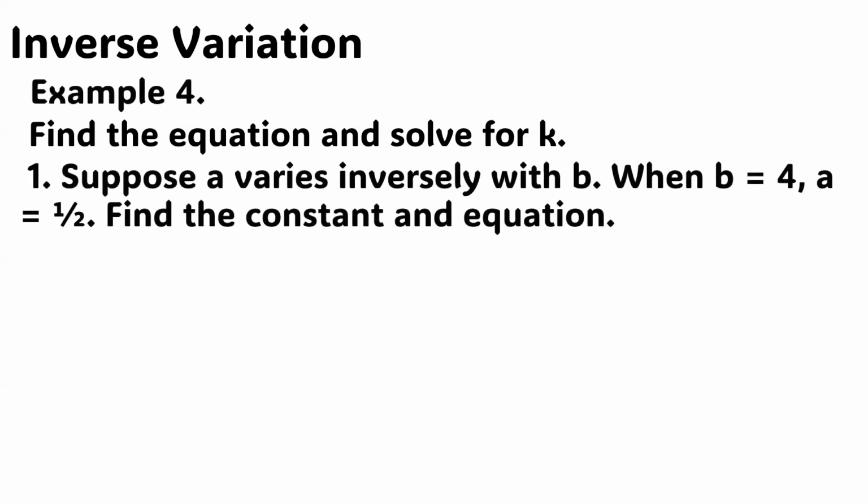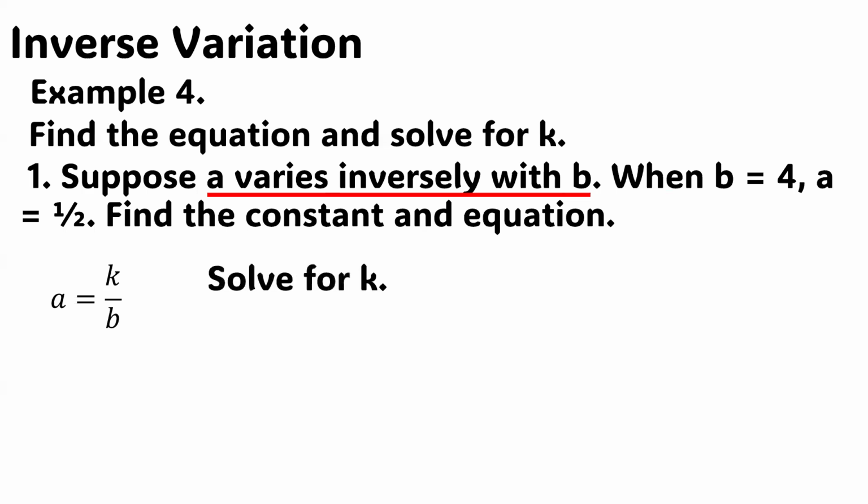So find the equation and solve for K. Suppose A varies inversely with B. When B is equal to 4, A is equal to 1/2. So ano yung A varies inversely with B? Ibig sabihin A is equal to K over B. So B natin dyan. So solve for K natin.